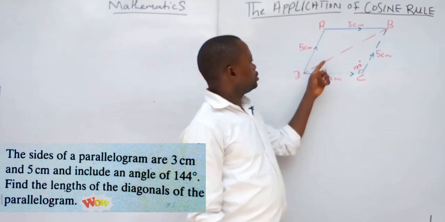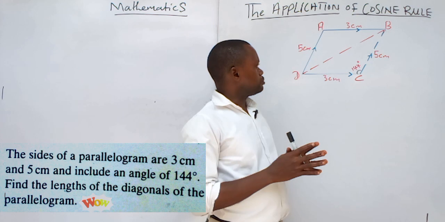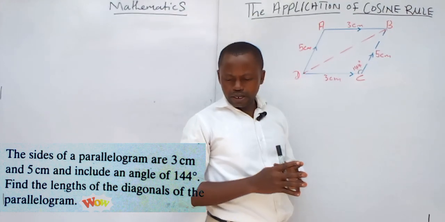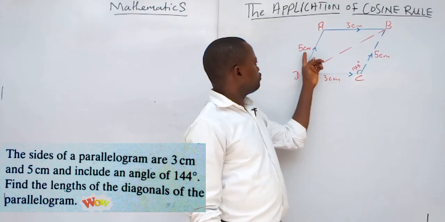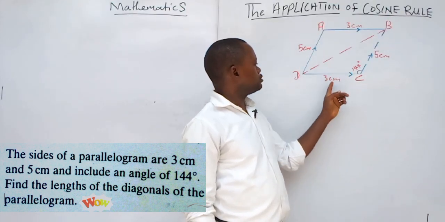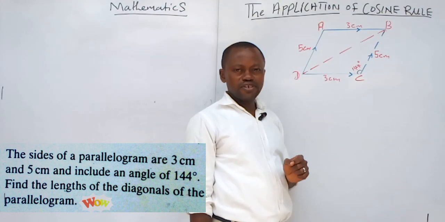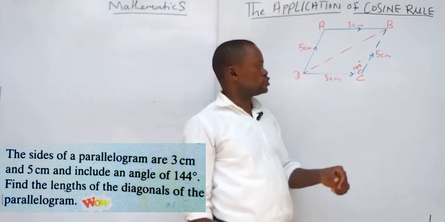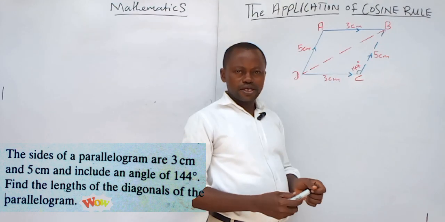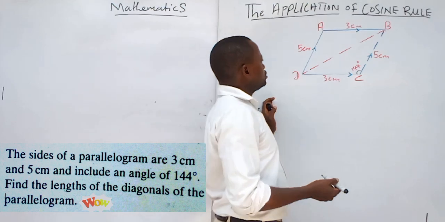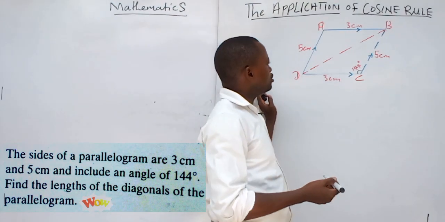The question says that in a parallelogram, the sides are 5 cm and 3 cm with an included angle. The included angle is 144 degrees, and we are requested to calculate the lengths of the diagonals.